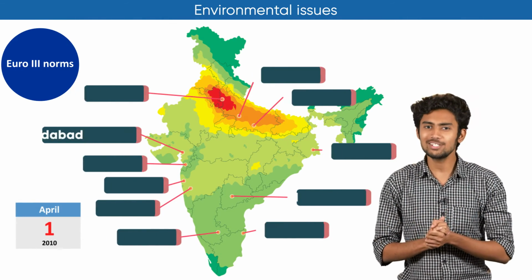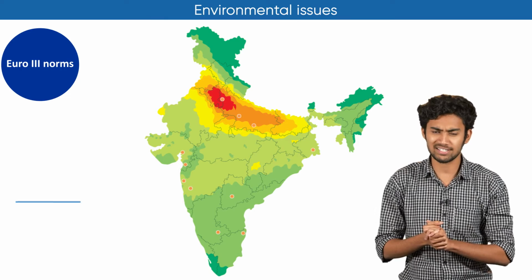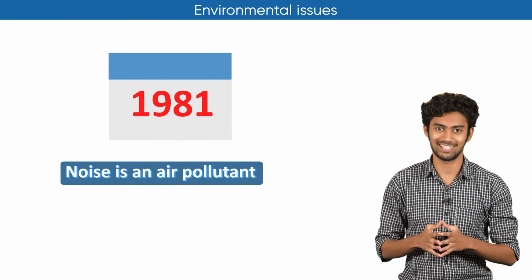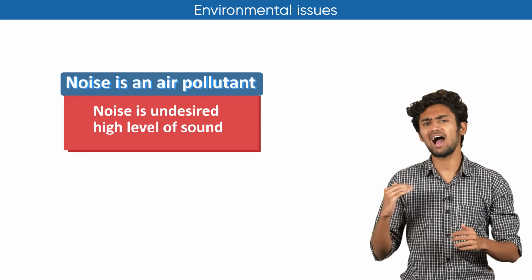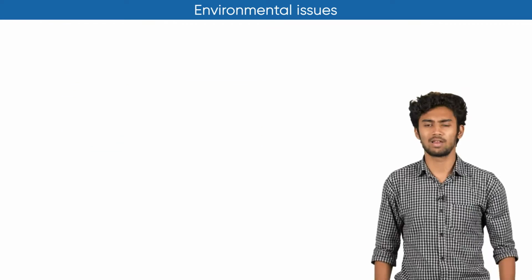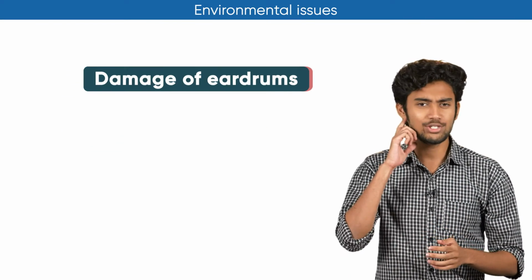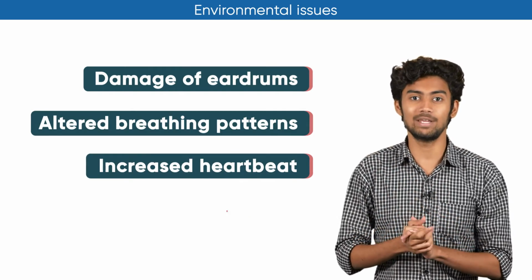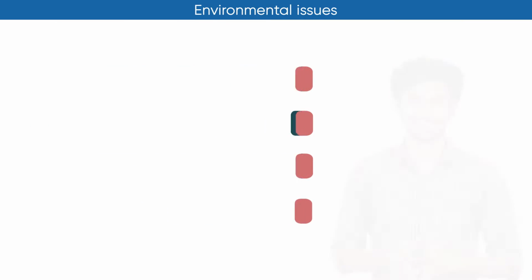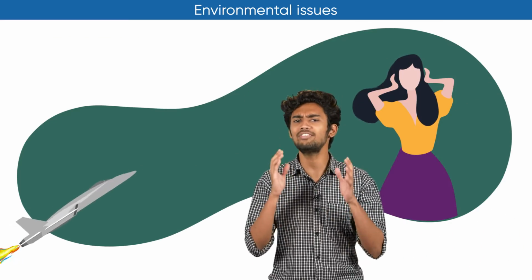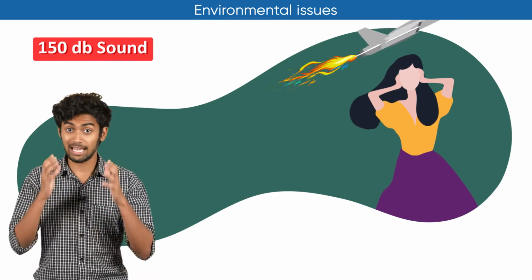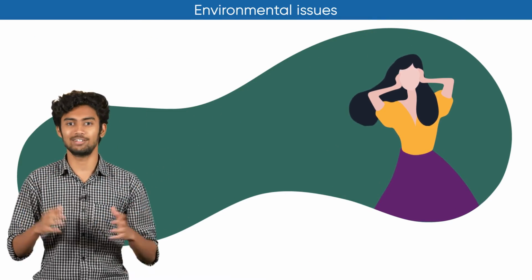The Air Prevention and Control of Pollution Act in 1981 considered noise as an air pollutant. Noise is undesired high level of sound. Noise causes damage of eardrums, altered breathing pattern, increased heartbeat, and sleeplessness. The sound level of 150 decibel that arises from the takeoff of a jet plane can damage our eardrums forever.